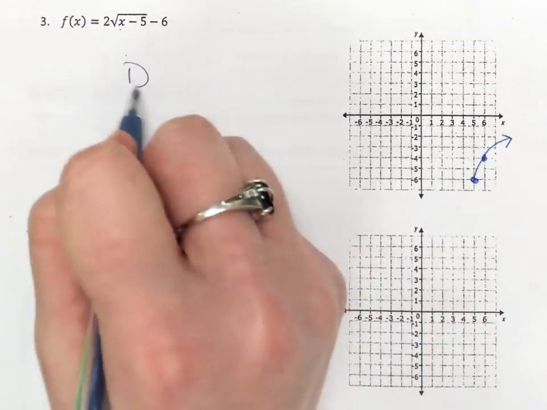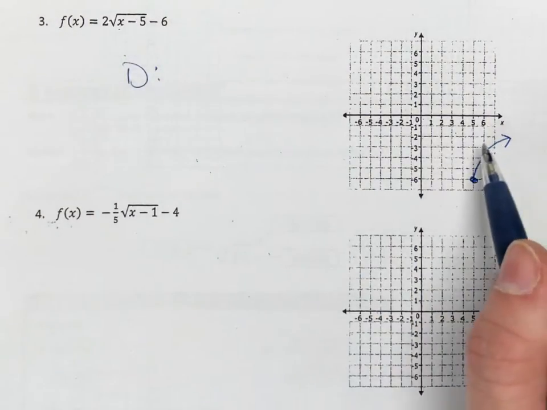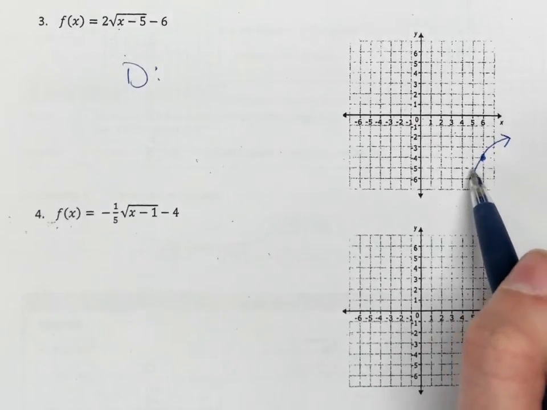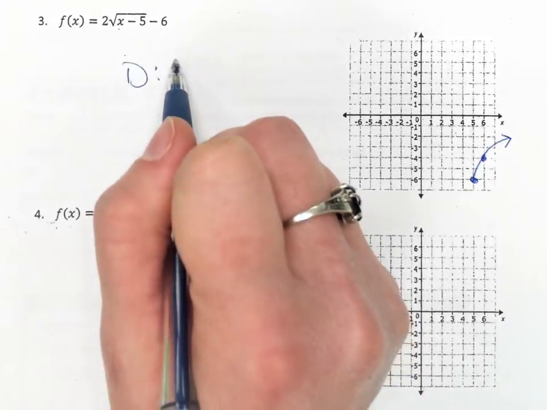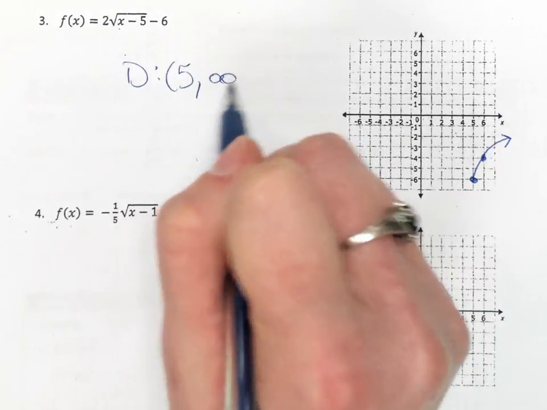All right. Domain are my x's. It goes from left to right. How far to the left did it go? What's that x value? To follow it up. 6. Nope. Positive 5. Did it hit 5? Nope. And then where's it go to the right? Yep.